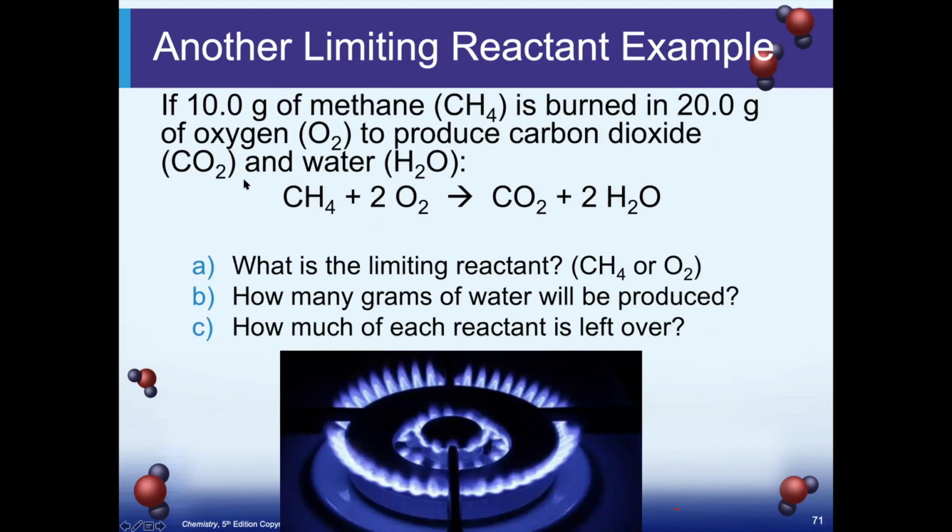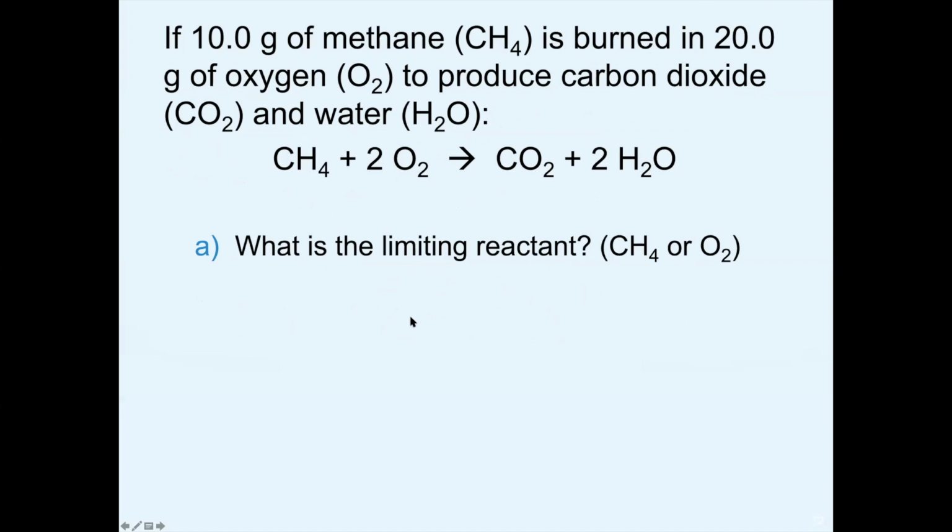Okay, so in this example, we wanted to calculate a few more things. First of all, we want to determine what the limiting reactant is. Then I want to know how much water is going to be produced, based on what reactant is limiting. And then I want to determine which reactant is left over. Very similar to what we just did in the previous example. So part A, what is the limiting reactant?